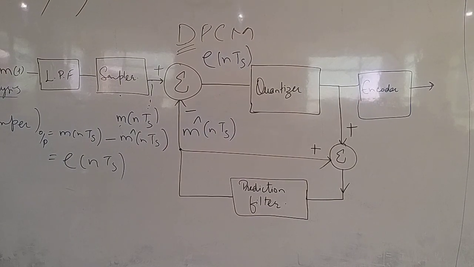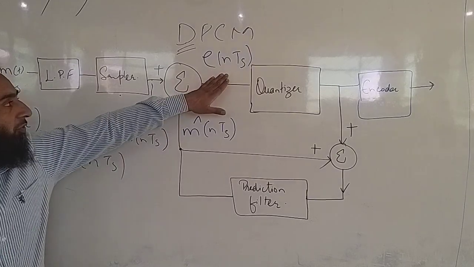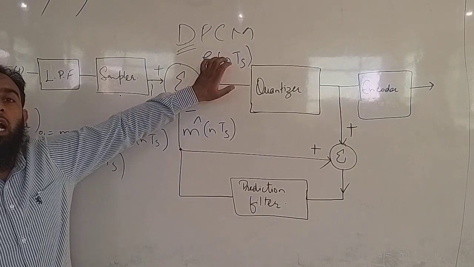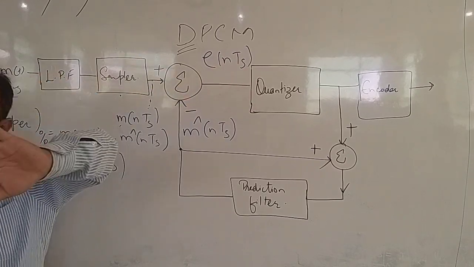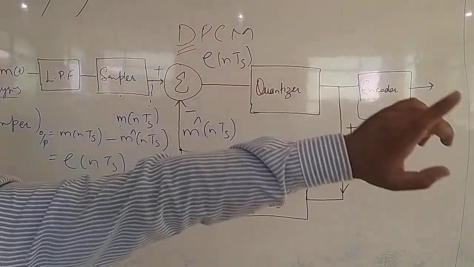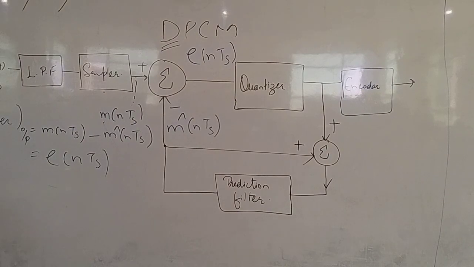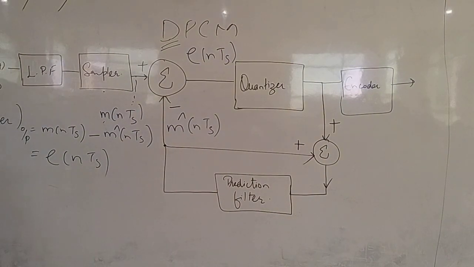अब जरा ये लिखिए, generally prediction error where e of n t of s is called as prediction error. E of NT of S is the prediction error. Okay? E of NT of S will be prediction error.